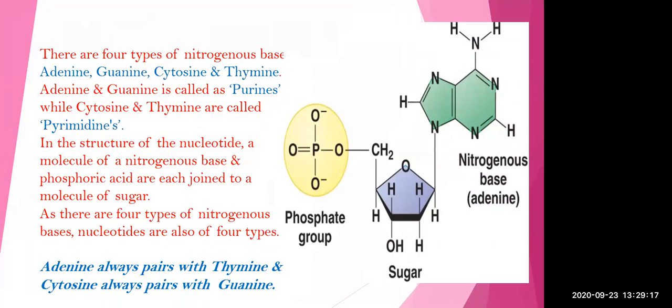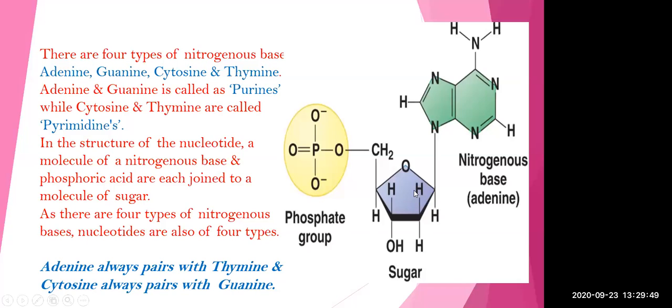Okay, now we'll see the molecular form of DNA. There are four types of nitrogenous bases in the DNA: adenine, guanine, cytosine, and thymine. Adenine and guanine are called purines, while cytosine and thymine are called pyrimidines. In the structure of a nucleotide, a molecule of the nitrogenous base and phosphoric acid are each joined to a molecule of a sugar, right? So you can see there are three components which form the DNA.